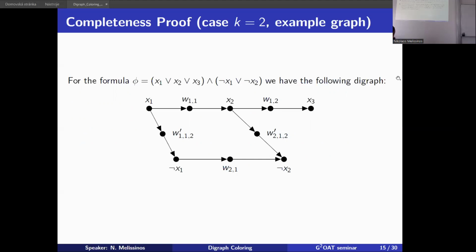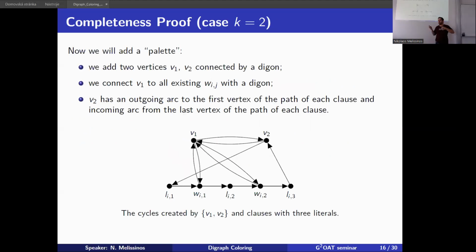Now, if you think a bit, you're going to realize that if we create the whole graph, this is acyclic. Now we need to force in new colors. So we're going to create a palette for our graph, and for k equal to 2, it is just 2 vertices connected with a digon, those 2 parallel edges that have different directions. So those 2 vertices must have different colors.